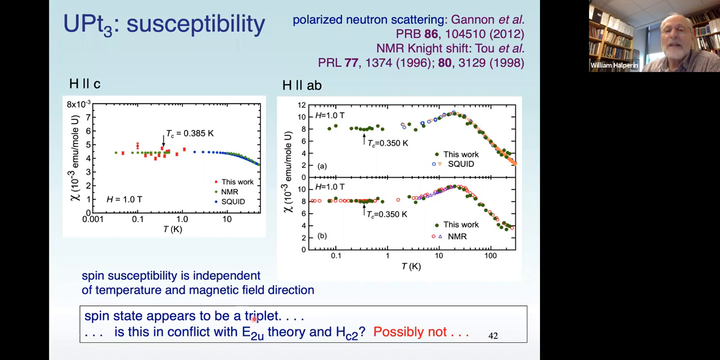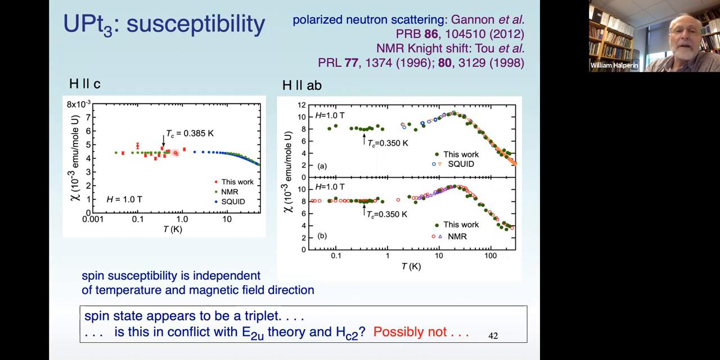What this means is that for the orientation H parallel to C, you'd expect that the susceptibility would be temperature dependent. That is, it should decrease. Now that's not observed in the NMR, these green data. And Jim Sauls argued that, well, perhaps there's spin orbit interaction, which at the surface we might know would be relevant to making that not possible.